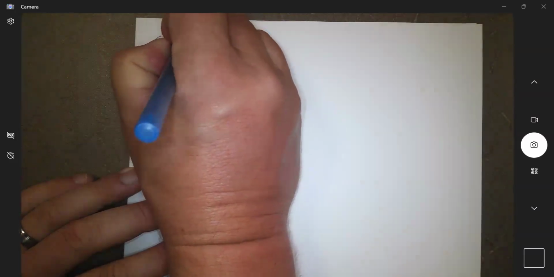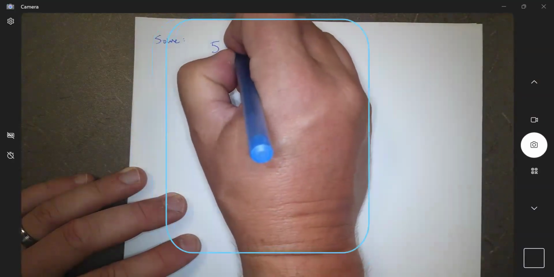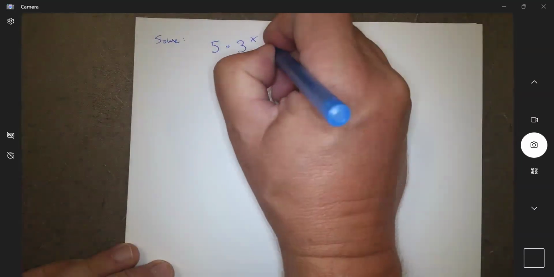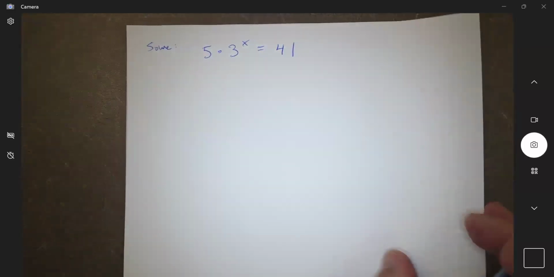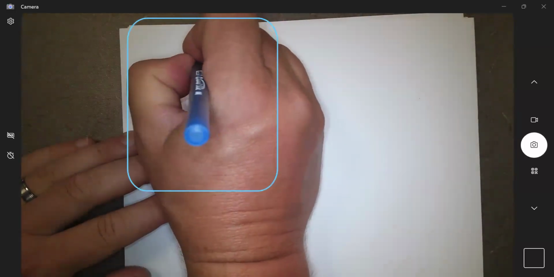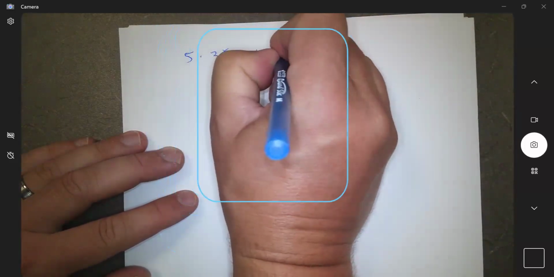Solve 5 times 3 to the x equals 41. Nope. Oh, goodness. 5 times 3 to the x minus 4 equals 41.